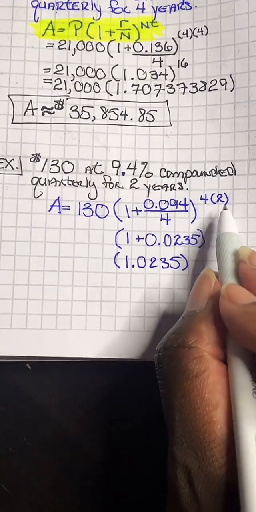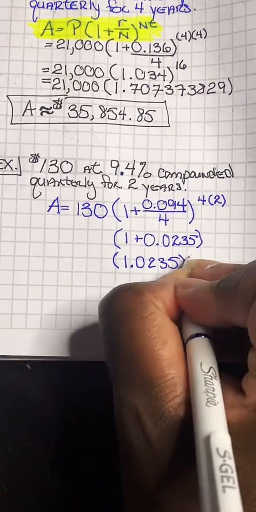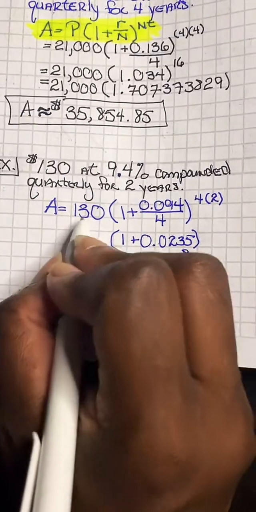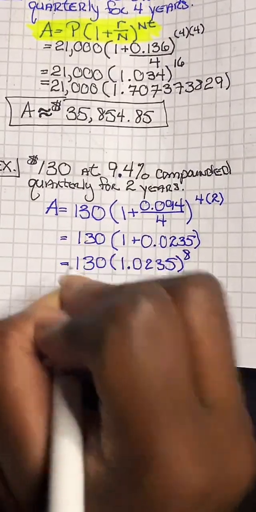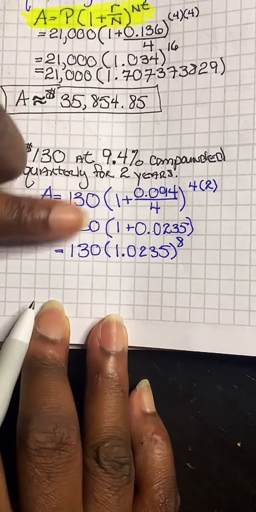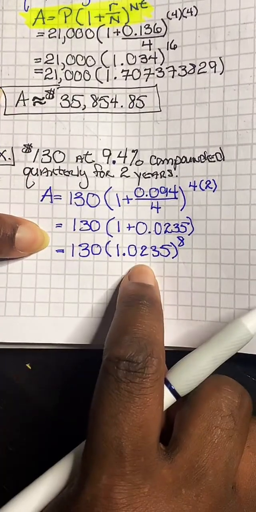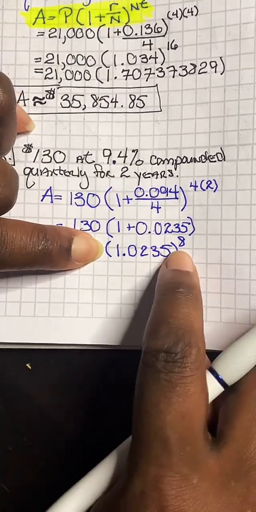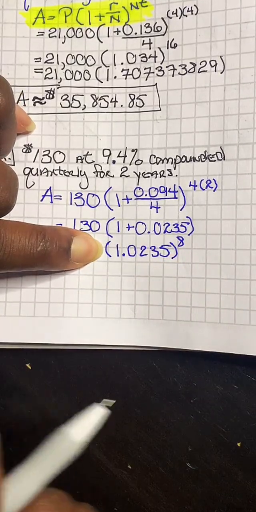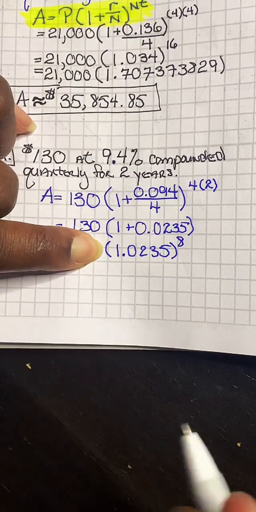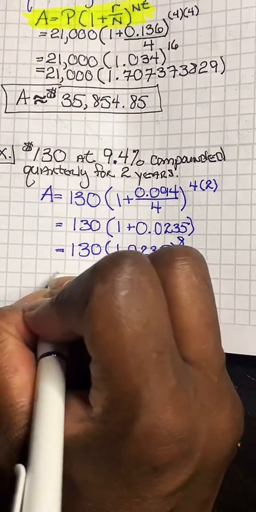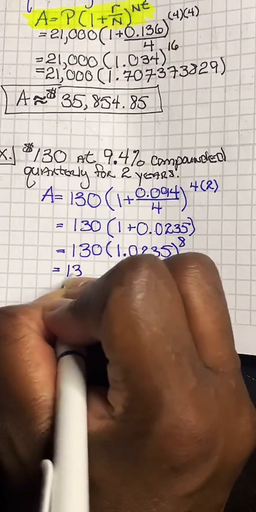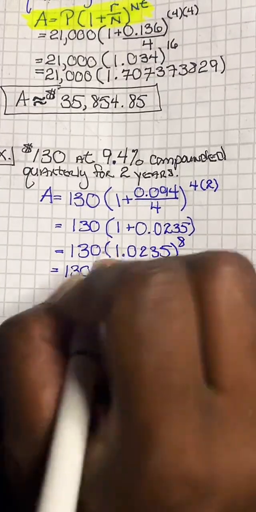Then we're going to tackle the exponent. So it's 4 times 2, so that'll be to the 8th. And we're bringing down the 130. Now, don't multiply the 130 to our parenthesis. No. Exponents come before multiplication or division. That's that whole PEMDAS thing. So if we raise this to the 8th power, we're going to have a nice long decimal.